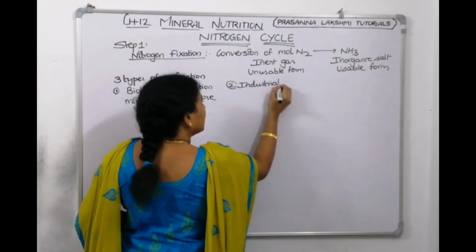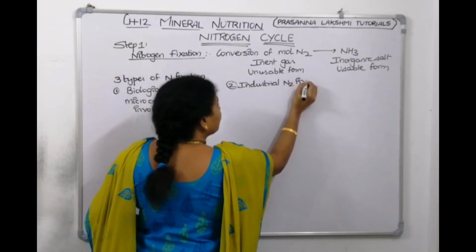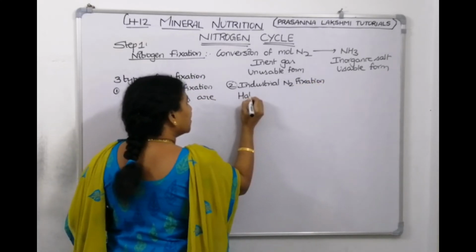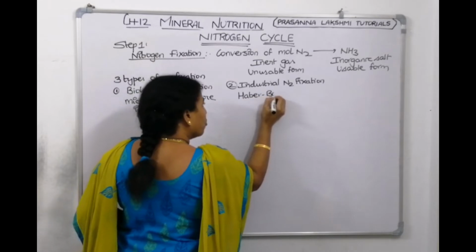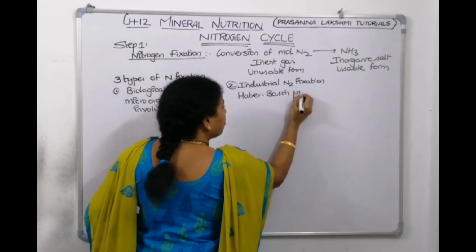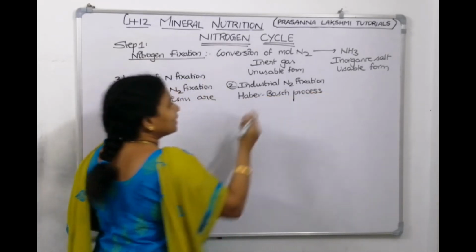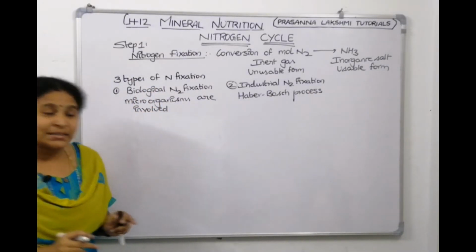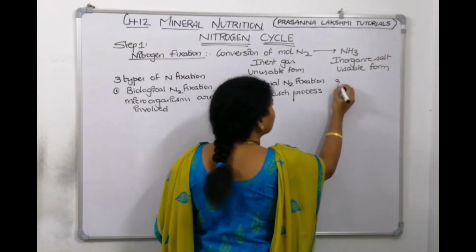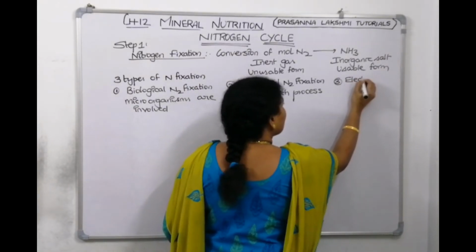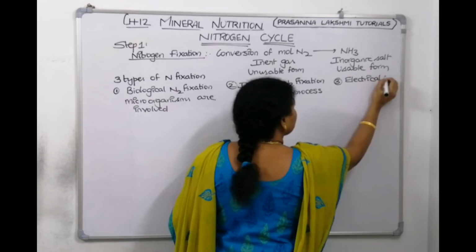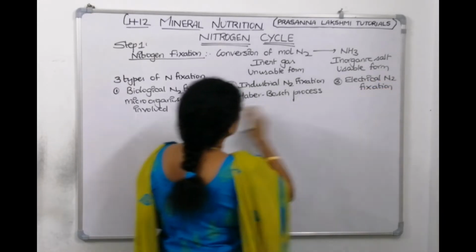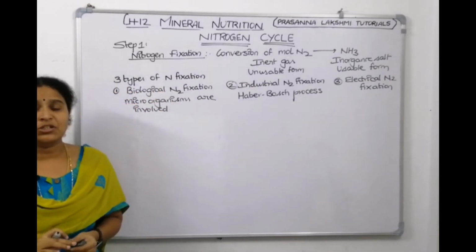The second one is industrial nitrogen fixation. In industrial nitrogen fixation, we call it the Haber-Bosch process. It is an industrial technique to prepare urea. And the third one is called electrical nitrogen fixation. What's the third type? It is called electrical nitrogen fixation. So these are 3 types of nitrogen fixation.